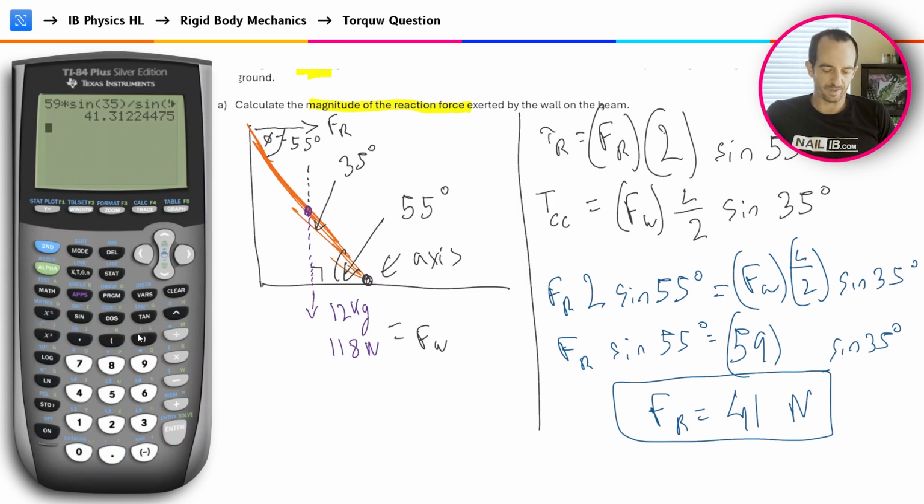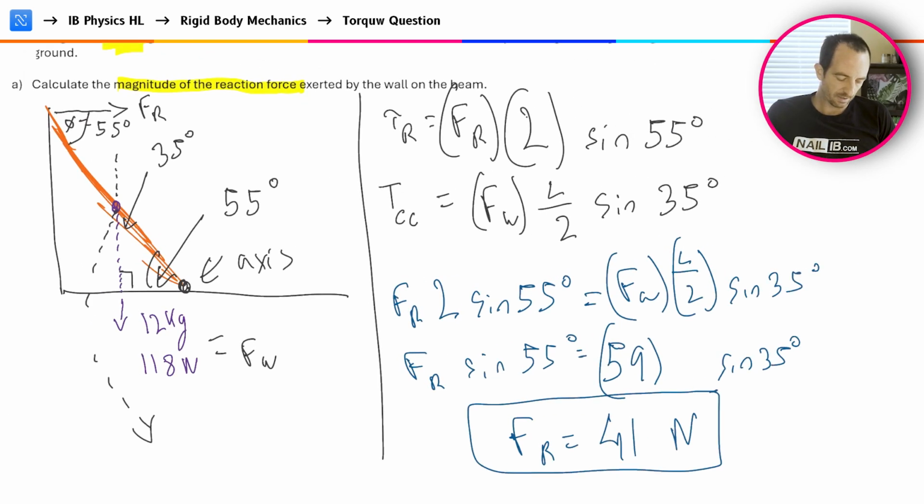Since we have counterclockwise torque, which is coming from the weight, right, so that is the counterclockwise torque, and then we had clockwise torque coming from the force of the wall. To make those torques cancel out, or to make the resultant torque equal 0, it must be the case that the force from the wall, the reaction force, is equal to 41 newtons.